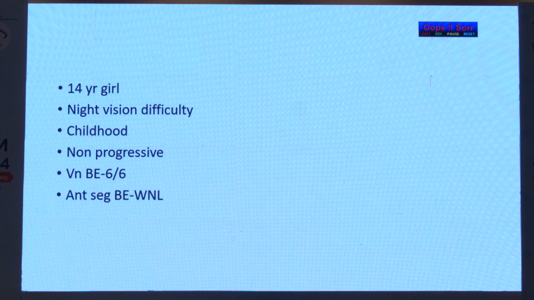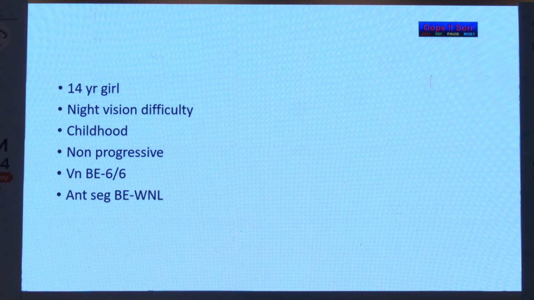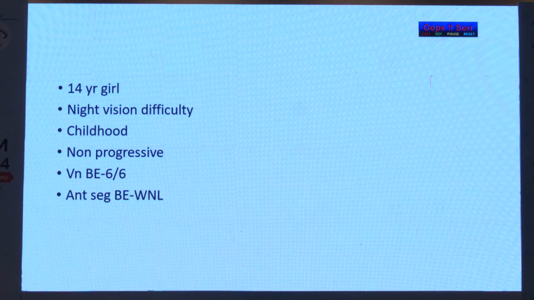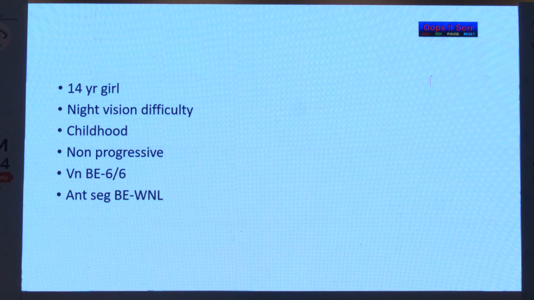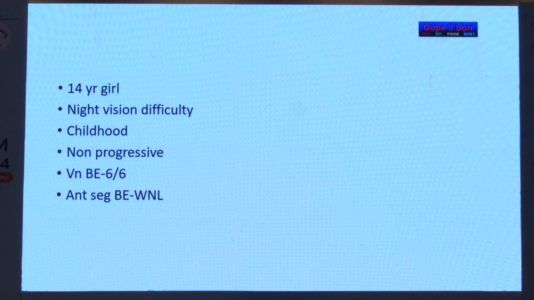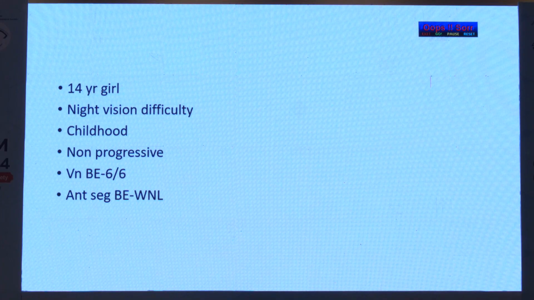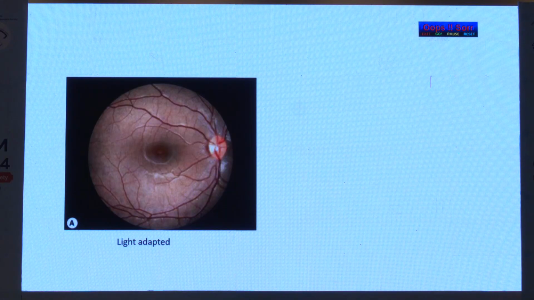Another classical case: this is a 14-year-old girl complaining only of night vision problems. From the history we see that only her rods are going to be affected, from childhood, so probably a kind of dystrophy which is non-progressive. The earlier cases were progressive, but this is non-progressive, onset from childhood, with night vision problems. Vision is normal, whereas in the earlier cases vision was either moderately or severely reduced.